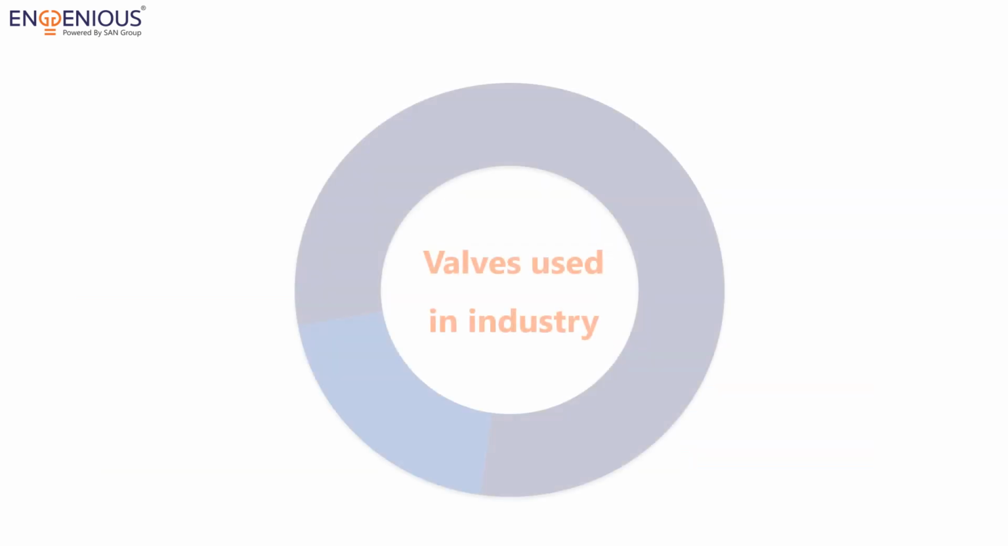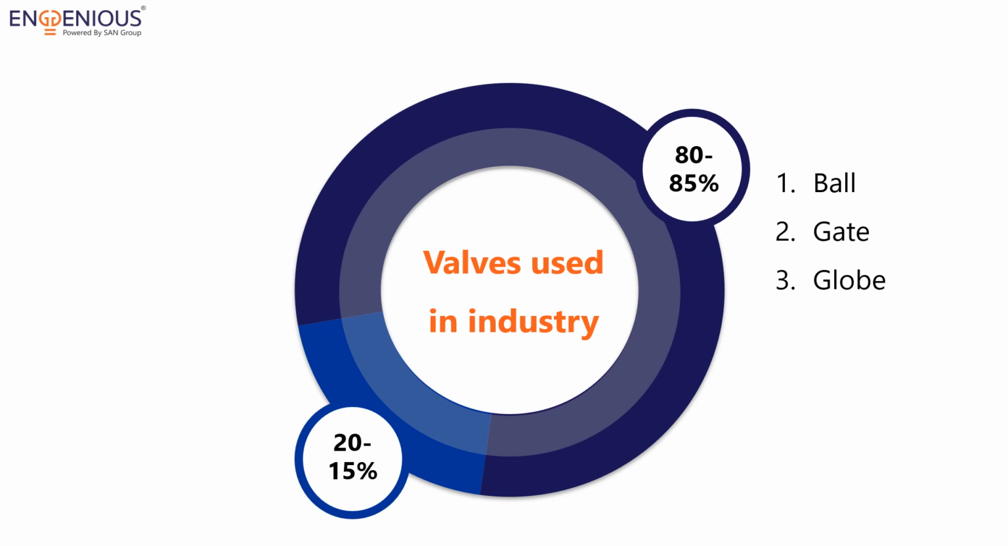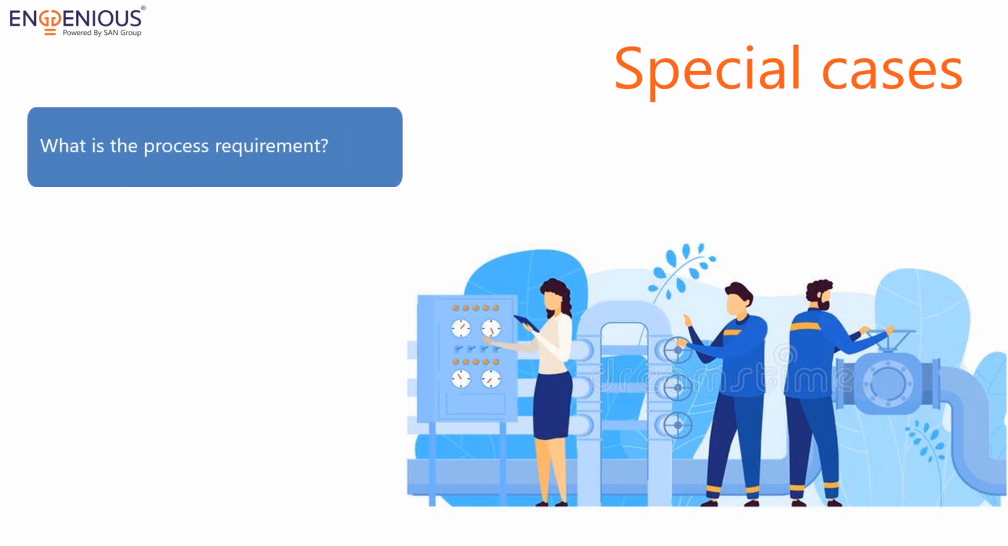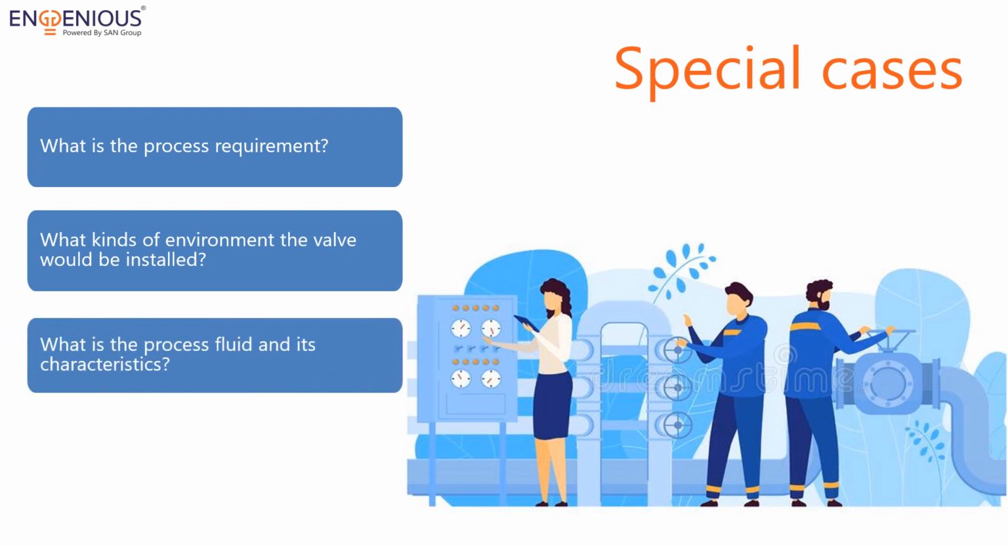In majority applications or process requirements, ball, gate and globe valves along with its variants are used. There can be some process requirements that call for the use of butterfly valve and special cases valves. Depending on applications, type of valve to be used is considered. What is the process requirement? In what kinds of environment the valve would be installed? What is the process fluid and its characteristics? Based on the requirements, tweaks in the valve design and type can be done.